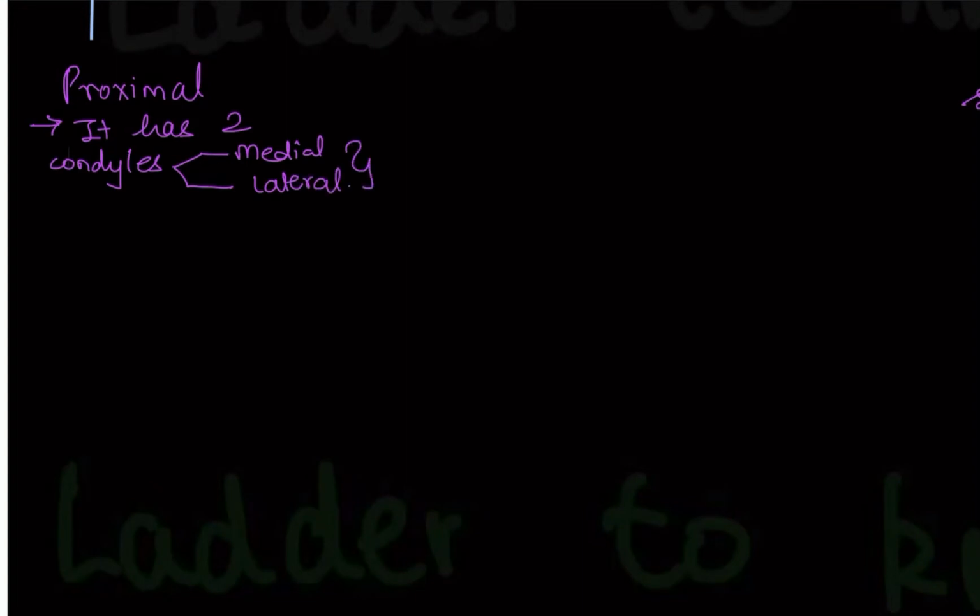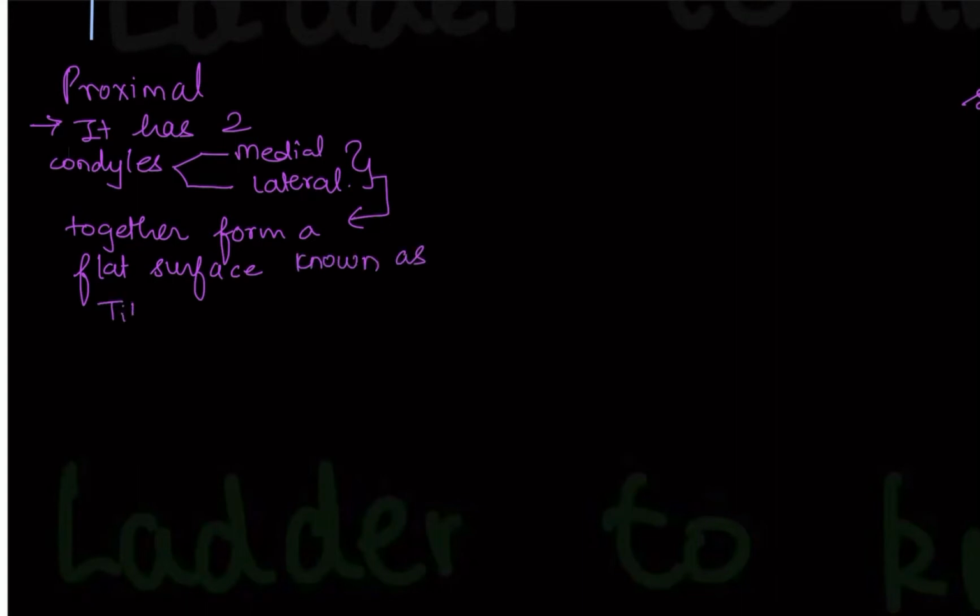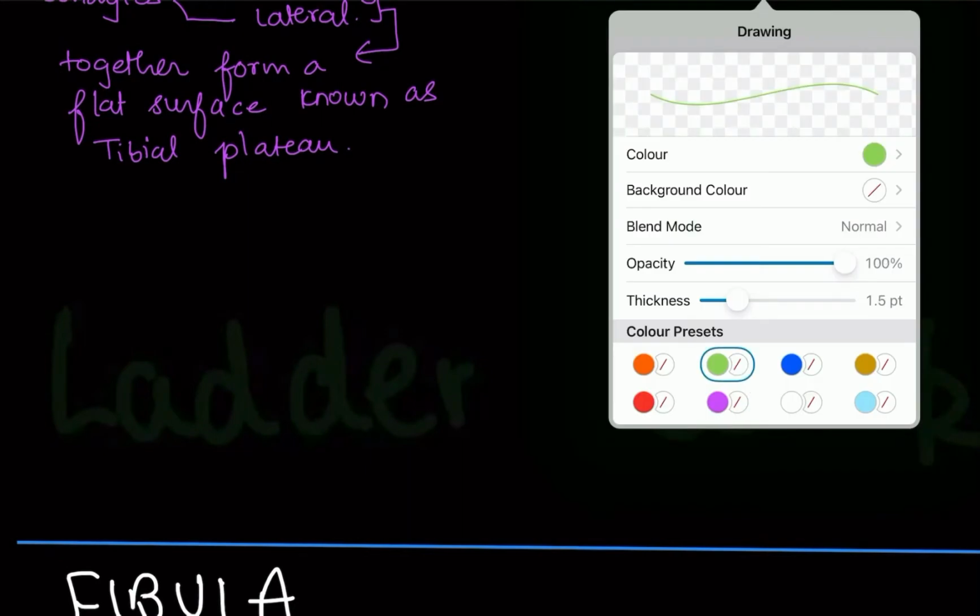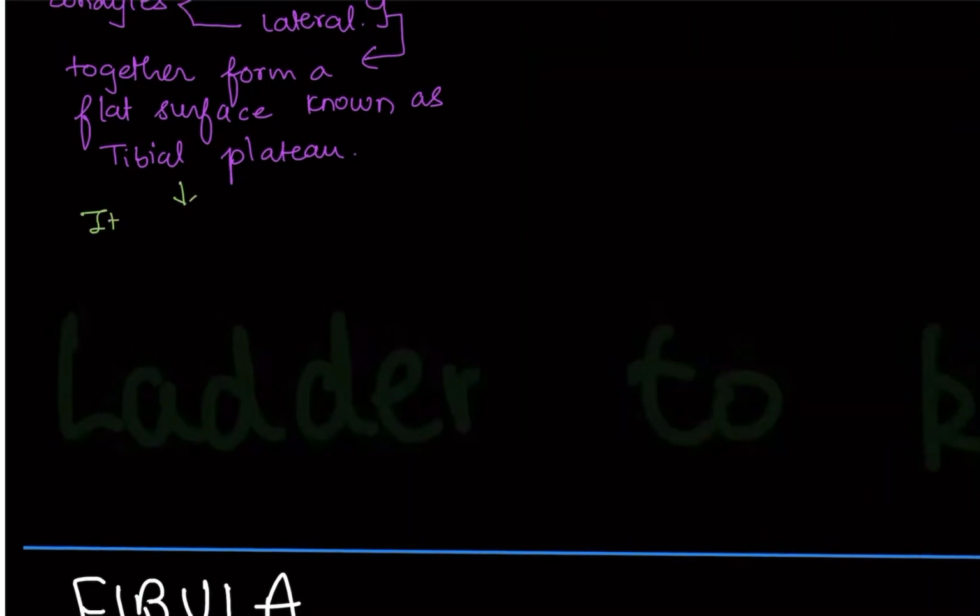These two condyles together, write down, form a flat surface which is called the tibial plateau. What is it known as? It is known as the tibial plateau. Now, what does this tibial plateau articulate with? Write down, it articulates with the epicondyles of the femur bone.